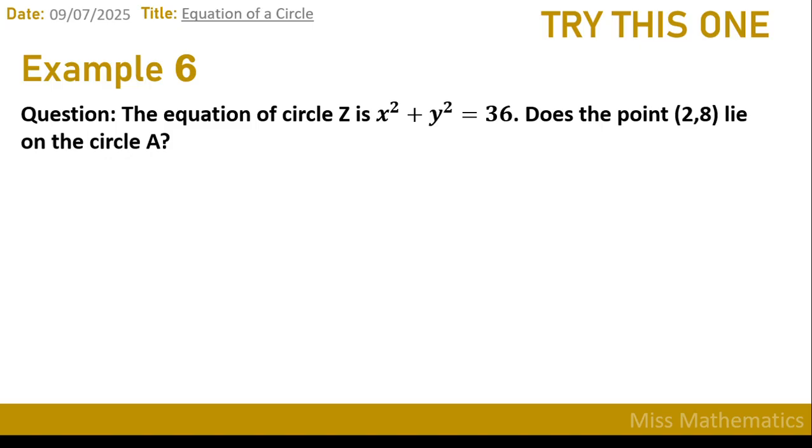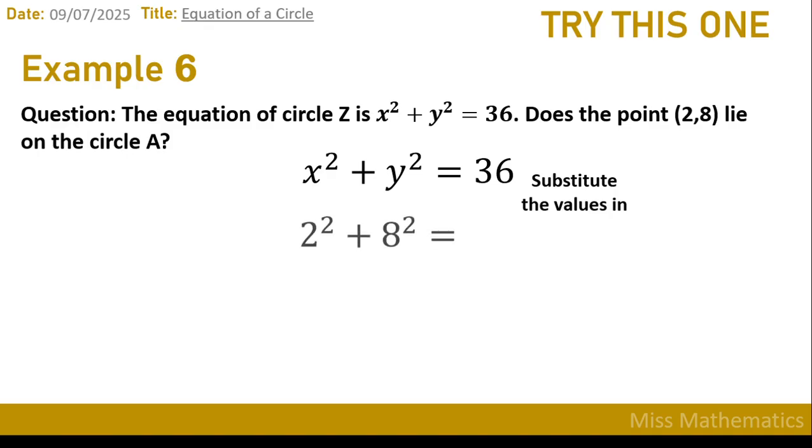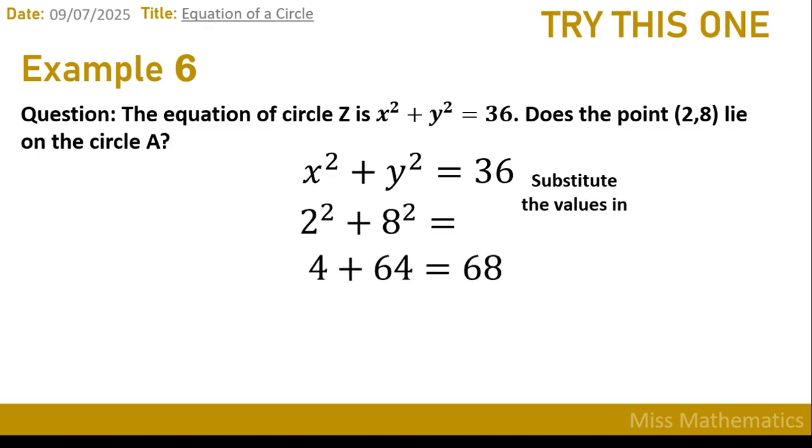Example 6. Pause the video here and try out this question. So we solve this one in a similar way. We can substitute the values 2, 8 into the equation. So we have x squared plus y squared equals 36. And we can sub the values and get 2 squared plus 8 squared. 2 squared is 4 and 8 squared is 64. If we add these together, we get 68.